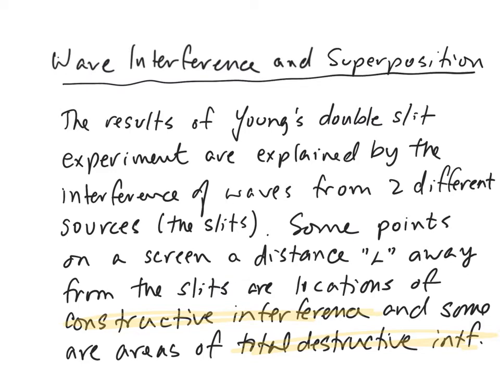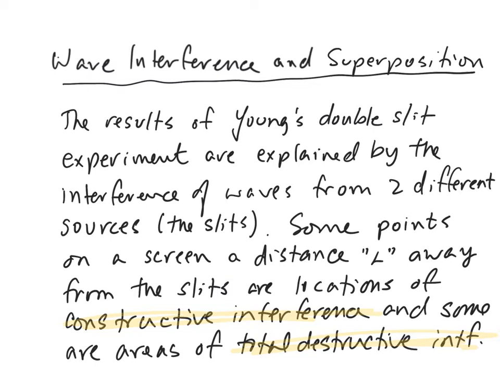So just to reiterate the results of Young's double slit experiment, the whole concept is based on wave interference. Two different sources interfere, and because of the superposition principle, there are points on a screen a certain distance away, I called it L, where two crests or two troughs have constructive interference, and other areas that have total destructive interference, where a crest and a trough meet at the same time at that point on the screen consistently, and because of superposition they exactly cancel each other out and you get no intensity there.